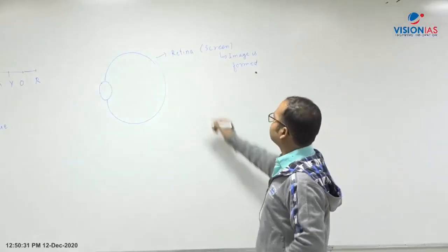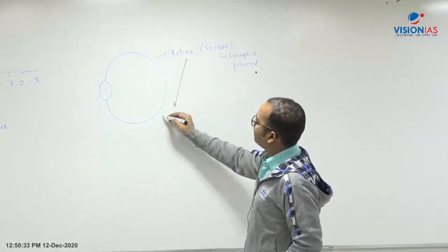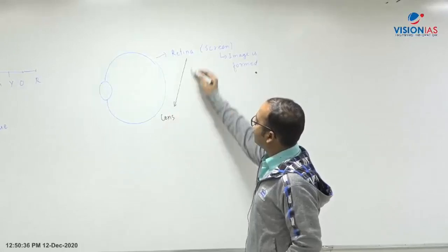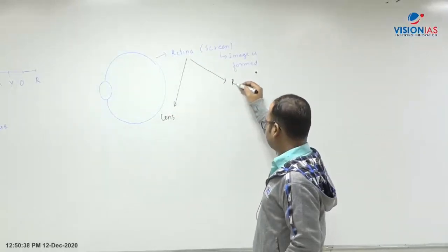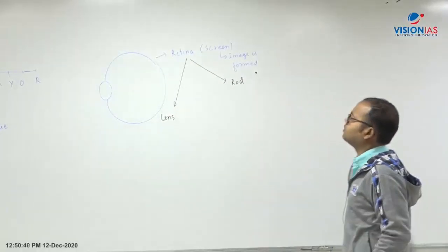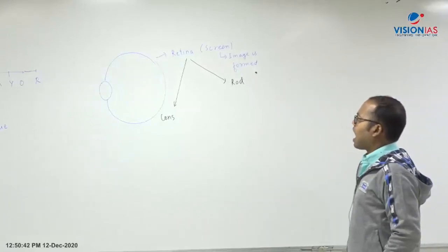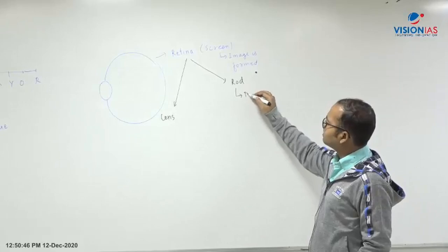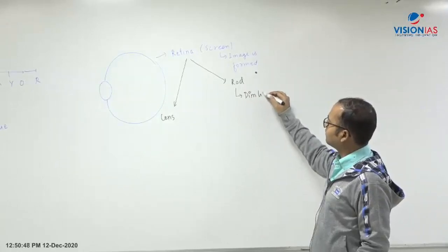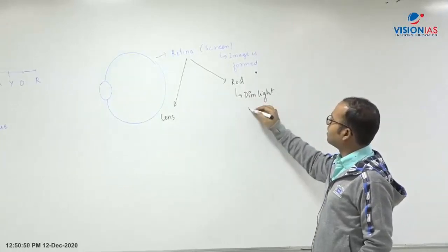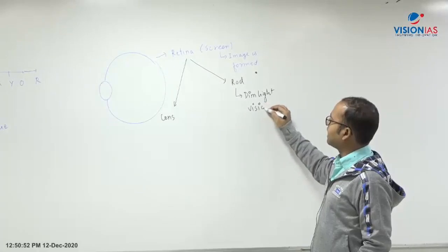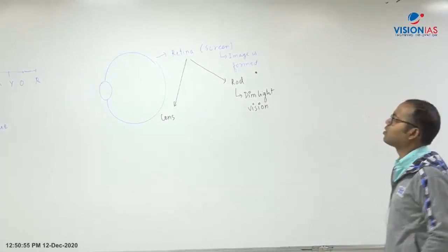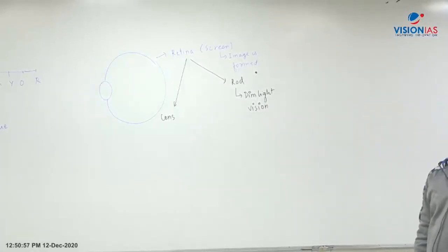So the retina is made up of two things. One is your cones and the other is your rods. R for rod, R for raat. Rods are responsible for your dim light vision. So if you are able to see at night or in the dark, this is all because of the rods.